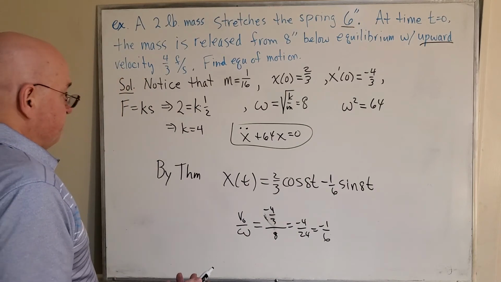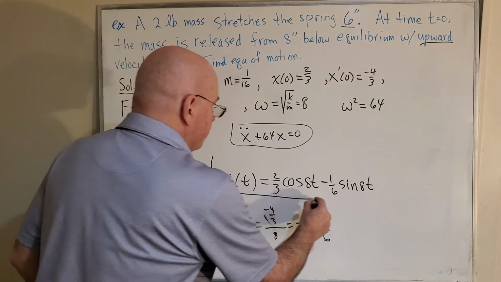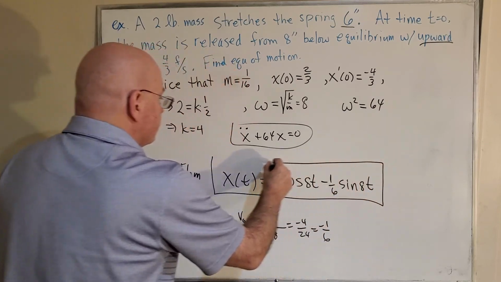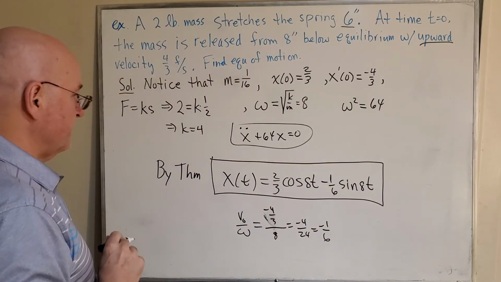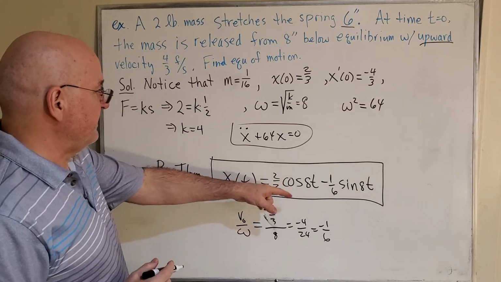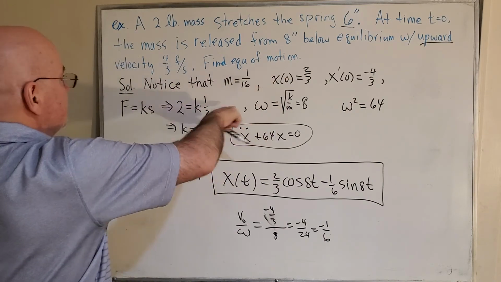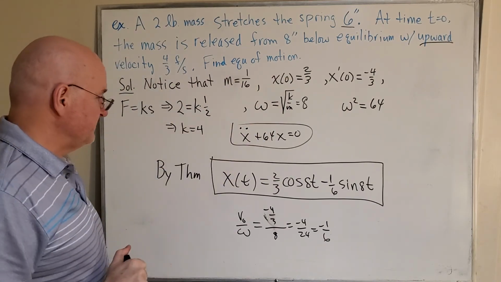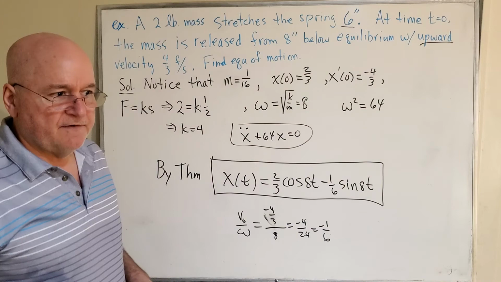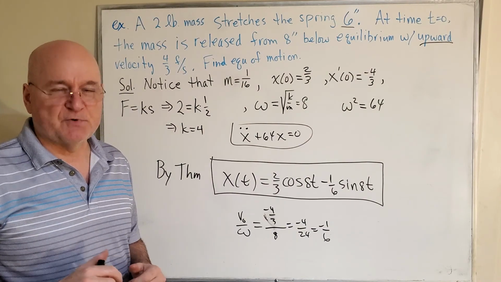So that was pretty simple using the theorem. All we needed was omega and those two components. So we had to go through some of this to get omega. And that's it. The next video series will be on damped spring mass systems.